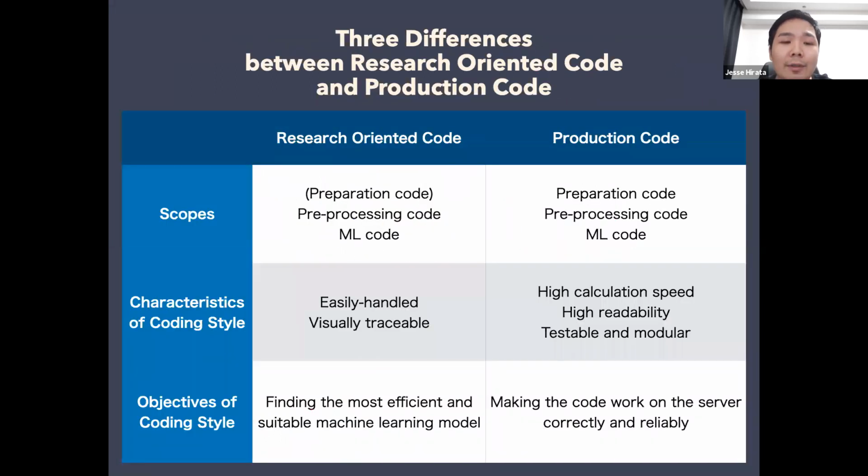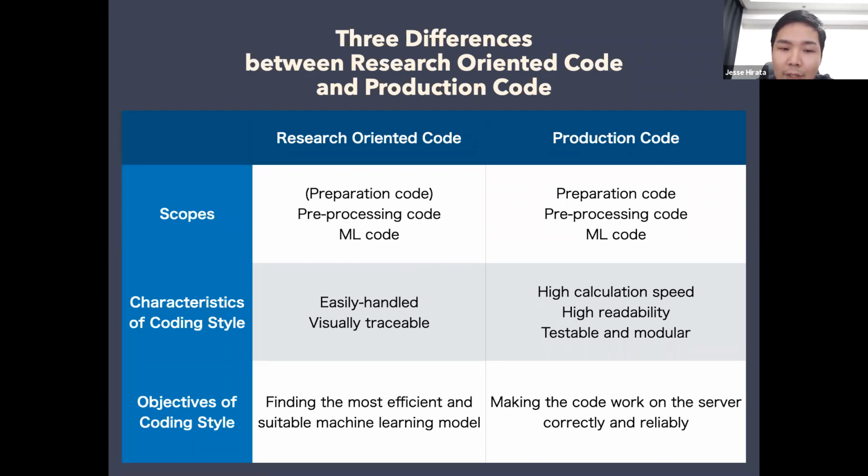So I identify three differences between research-oriented code and production code. There are different scopes, different characteristics of coding style, and different objectives for coding style. Researchers focus more on writing pre-processing code and ML code. On the other hand, engineers have more responsibility to write the whole part of the code at production level.